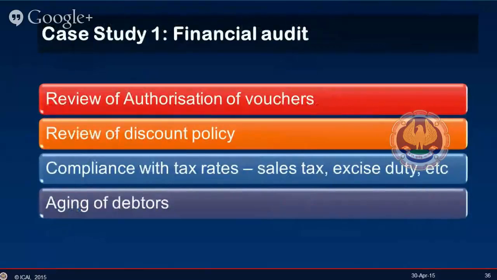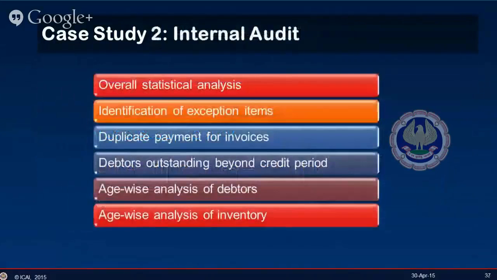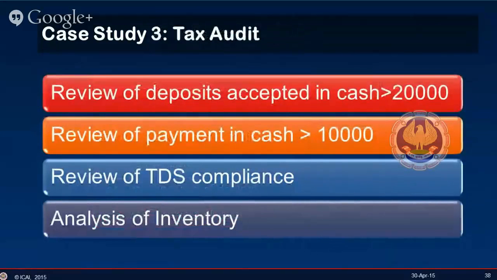Let's say you're doing a financial audit. What are the key aspects you'll be looking at in a financial audit? You want to check whether all the vouchers are properly authorized. You want to check whether the discount policy has been complied with. You want to check whether the tax rates which have been applied are complied with. You also want to do aging of debtors. All this can be done using CAATs if you get the data. If you're doing an internal audit, this gives you a list of the functions you can perform. Similarly, if you're doing a tax audit, I've already given this example. These are only examples of what you can do when you're using CAATs.